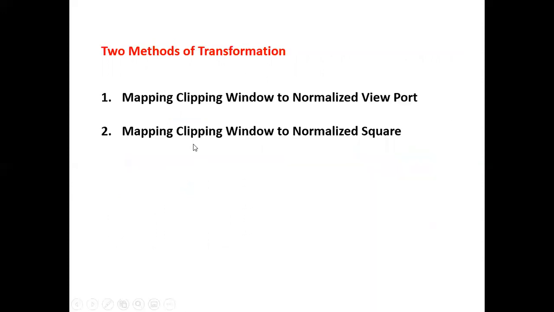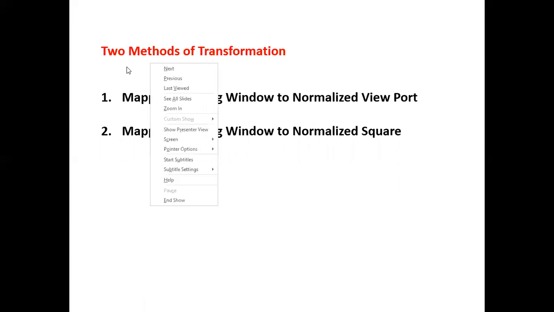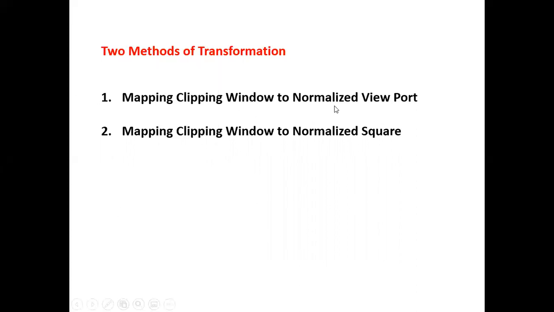So in order to do the normalization and window to viewport transformation, we have two methods of transformation. The first method of transformation is called mapping the clipping window to the normalized viewport. That means converting a window to viewport. That is the first method of transformation. The second method of transformation is mapping the window to a normalized square.